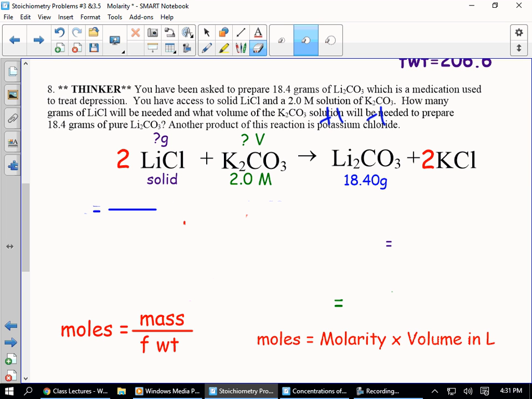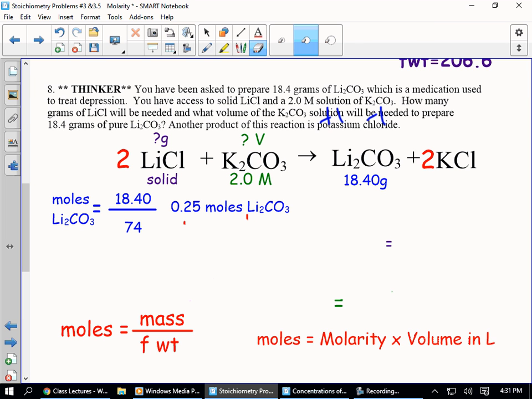Alright, so what we're going to do now is take what we know the most about. We know we have a solid, but we don't know grams, so I can't do anything with that. We know potassium carbonate is a solution, but we don't know enough about that. But if we look at lithium carbonate, we know that we have 18.4 grams of that, so I can get how many moles of lithium carbonate I want. I'm going to divide that by 2 lithiums, 1 carbon, 3 oxygens, which is 74. When I do that, I get 0.25 moles of Li2CO3.